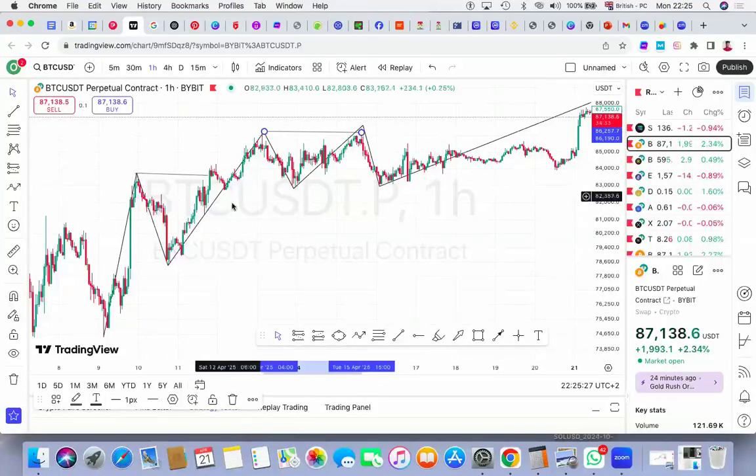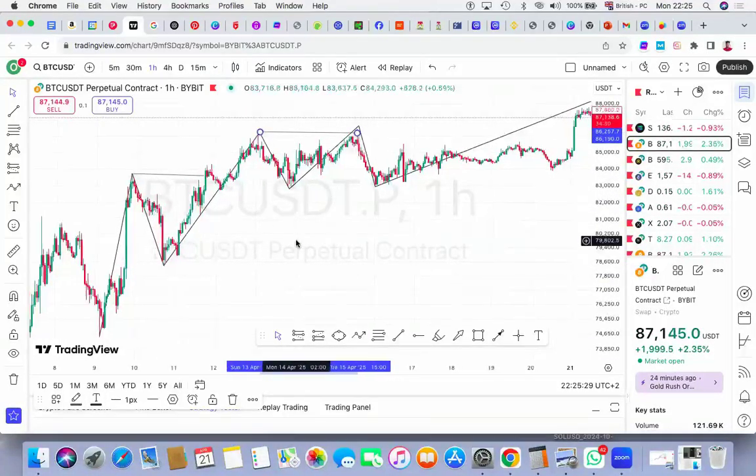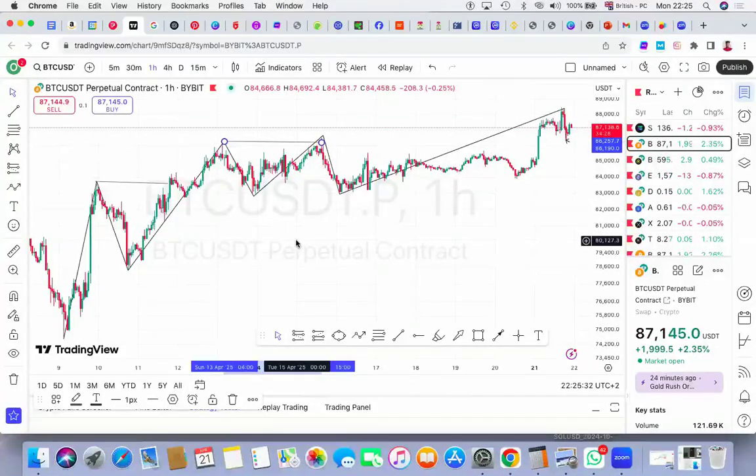So for our topic today, I did justice to it, and I also demonstrated to us the bullish scenario and the bearish scenario.